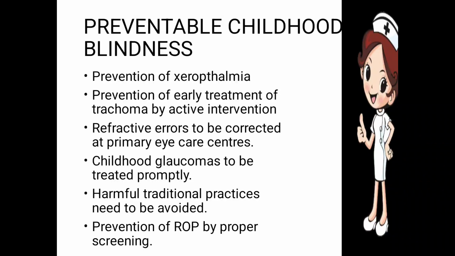Next one, prevention of ROP by proper screening. Proper screening should be done at an early age, 10 to 12 days after birth, for retinopathy of prematurity. So proper screening should be done so that we prevent retinopathy of prematurity, and do the proper treatment from time to time.